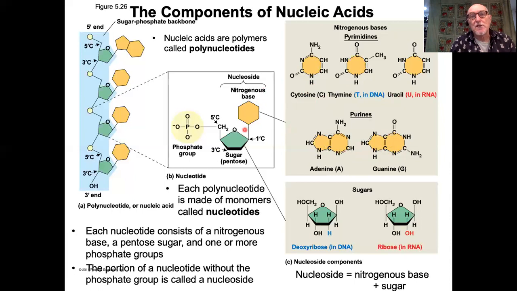Those groups are attached here at the 1' carbon. 1' carbon are ring structures. 2' carbon tells us, is this deoxyribose or ribose? It's either an H or an OH group. Here is the carbon site you really need to know about. The 3' carbon has attached to it a hydroxyl group.